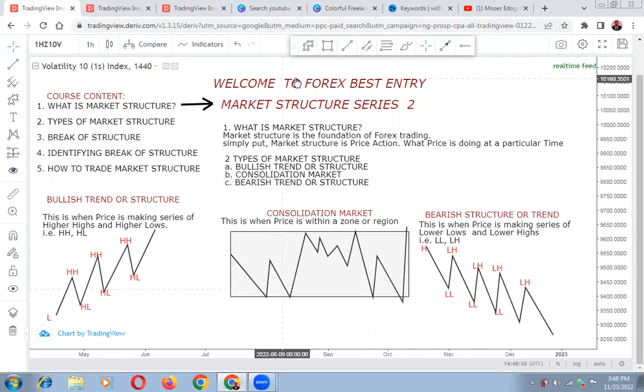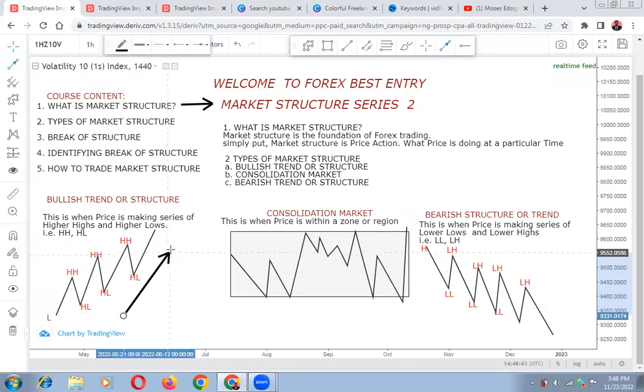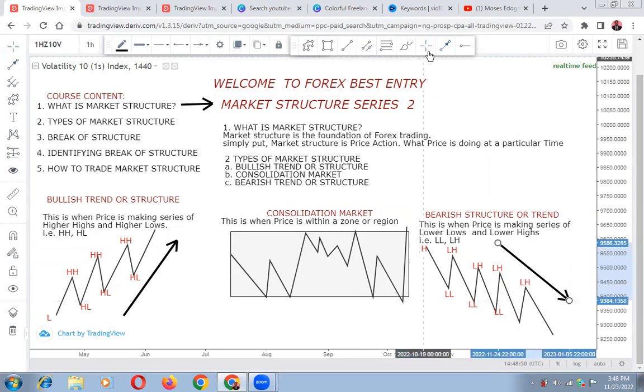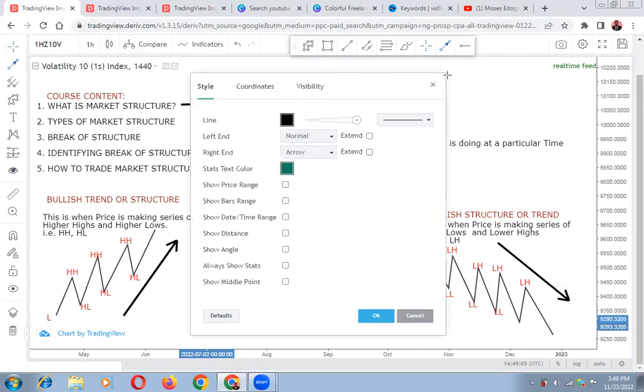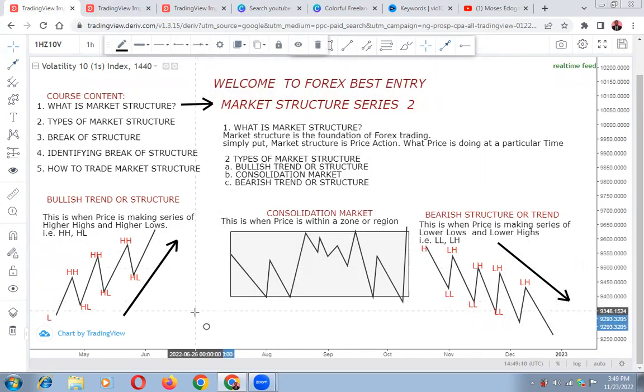So is price going upward? You want to be able to identify that. Or is price moving downwards? You should be able to identify that. And when the price is static or within a region like this, we call it the consolidation market. Most times we advise beginners and learners to stay away from the market at this point, because they may not be able to trade this kind of market.